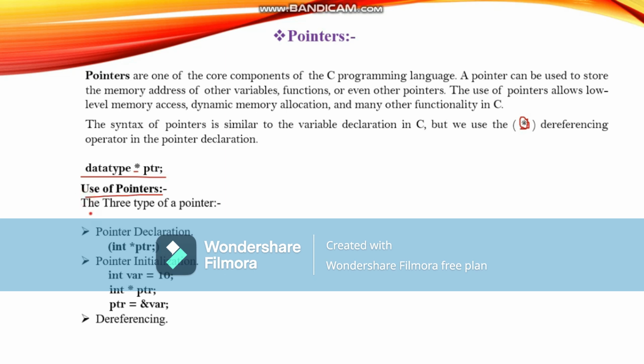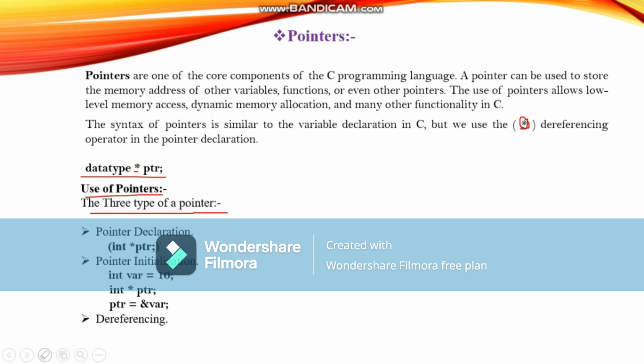Use of pointers. There are three steps: first, pointer declaration; second, pointer initialization; and third, dereferencing. In the pointer declaration, we only declare the pointer but do not initialize it. To declare a pointer, we use the dereference operator before its name. For example, int *ptr.